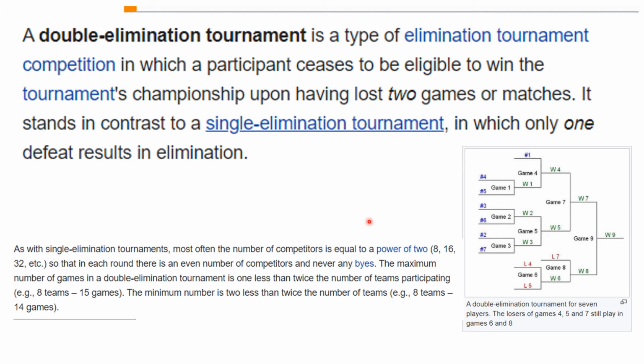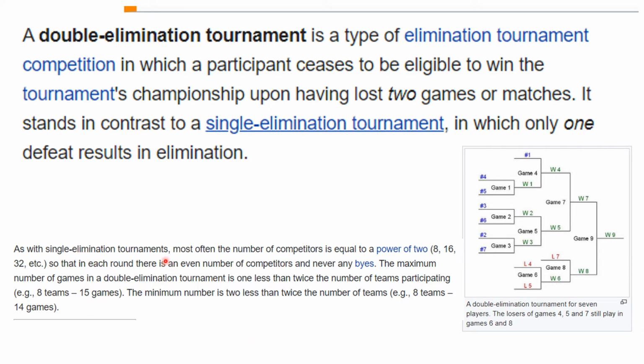There's variations on this. My daughter played softball, and they frequently had double elimination tournaments. So a double elimination tournament is a type of elimination tournament in which a participant ceases to be eligible to win the tournament if they've lost 2 games or matches. And that's different than a single elimination tournament when 1 defeat means you can't continue.